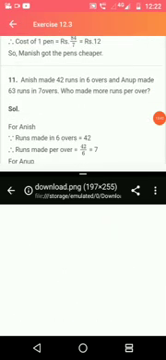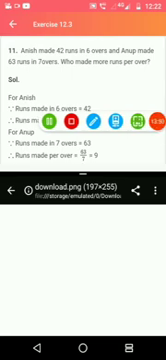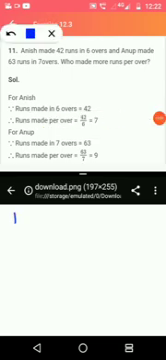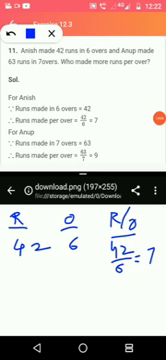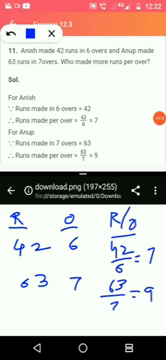Okay. Coming to the next one. Anish made 42 runs in 6 overs. Run, over, then runs per over. 42 runs in 6 overs. So what was his runs per over? 7. And Anup made 63 runs in 7 overs. So what was his runs per over? 63 by 7, that is 9. Who made more runs per over? So Anup made more runs per over.